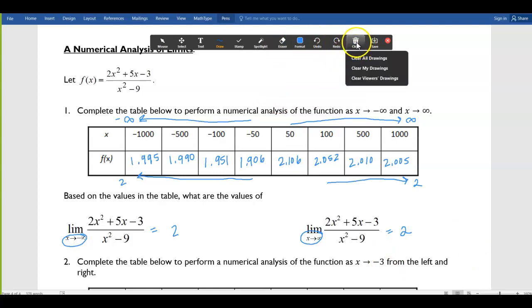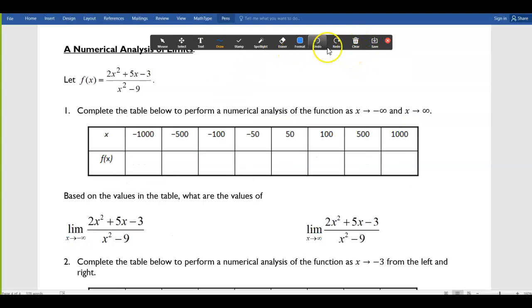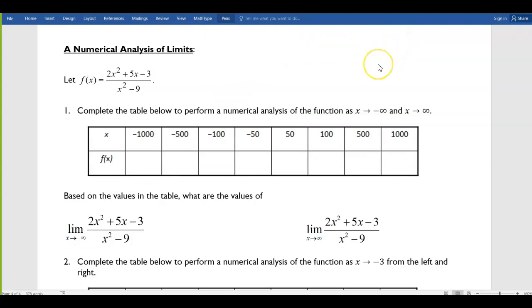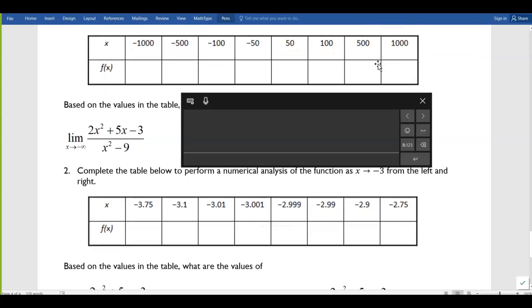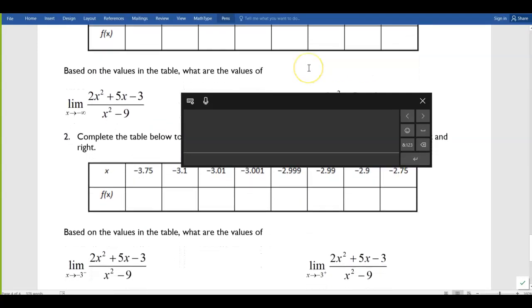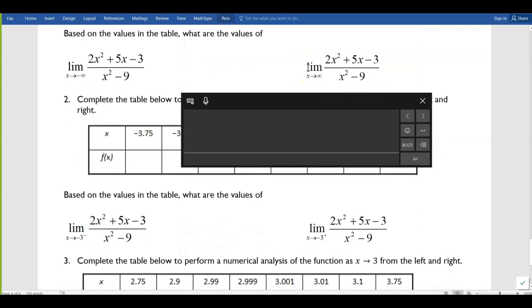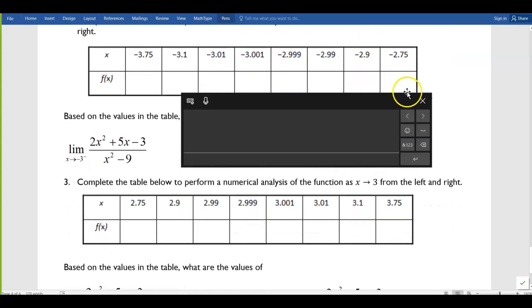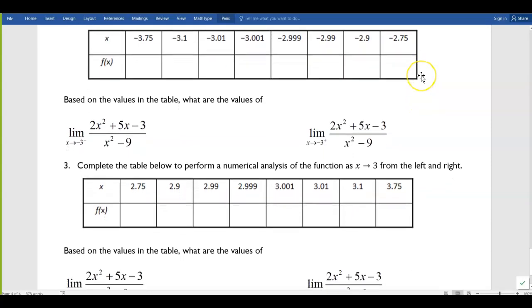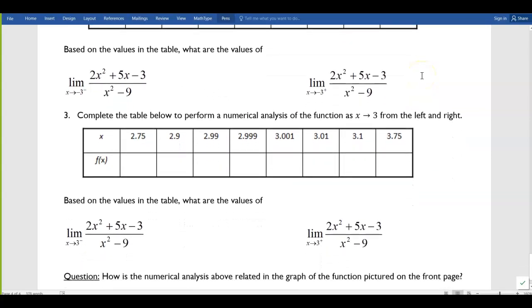All right, let's try the next one. Now this is the same function, so you could go to Desmos and just change the values. I'm just going to go ahead and write them in to save us some time. But again, these come just straight from the graphing calculator.